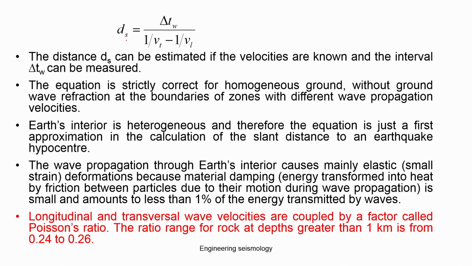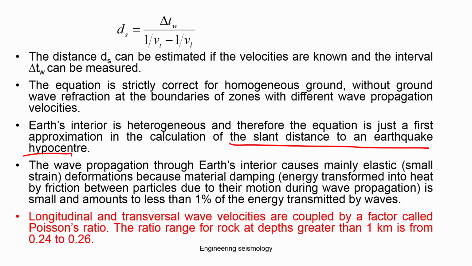This equation is strictly correct for a homogeneous ground without any wave refraction at the boundaries of zones with different wave propagation velocity. Here we assume that the velocities are the same throughout the region, which is only possible in a homogeneous medium. The earth's interior is practically heterogeneous, therefore the equation is just a first approximation for calculating the slant distance of the earthquake hypocenter. This assumption you should remember.